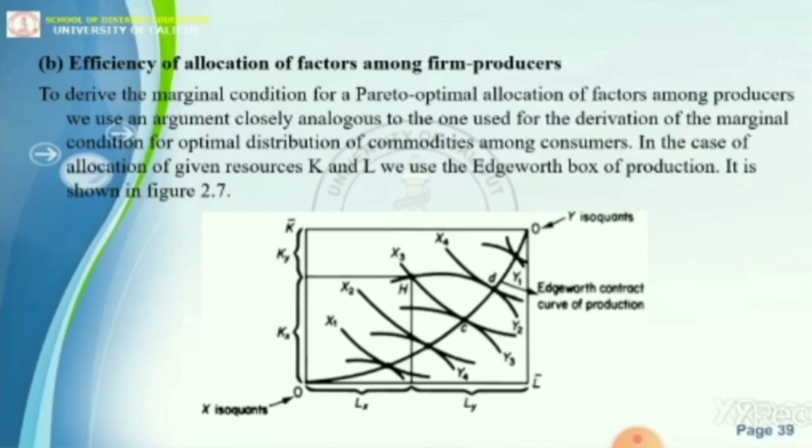From this production contract curve of figure 2.4, from input space to output space, we get the corresponding production possibility frontier or product transformation curve as shown in 2.5.